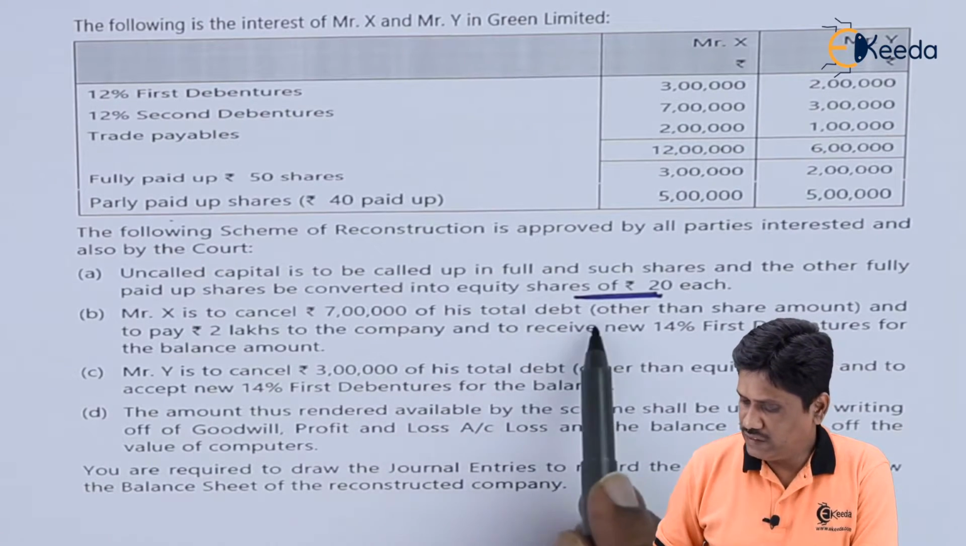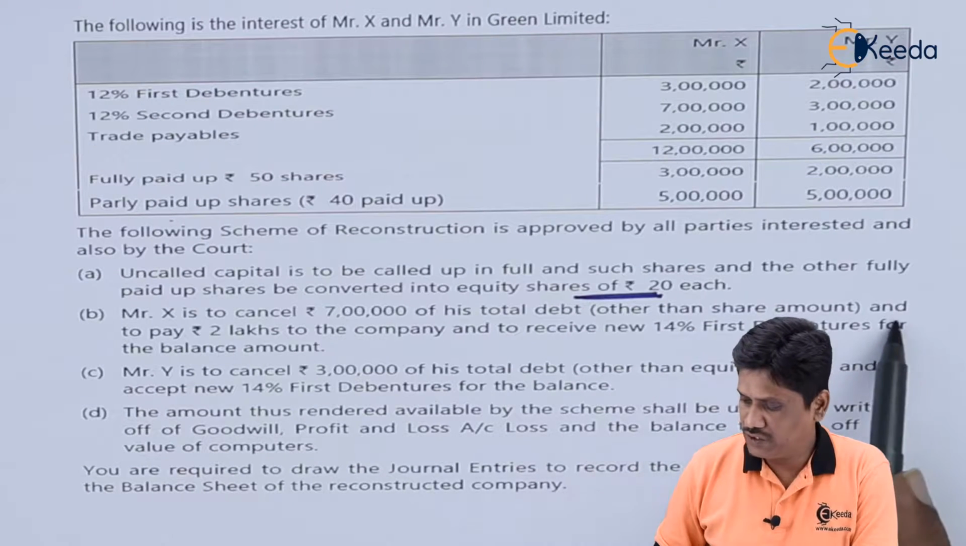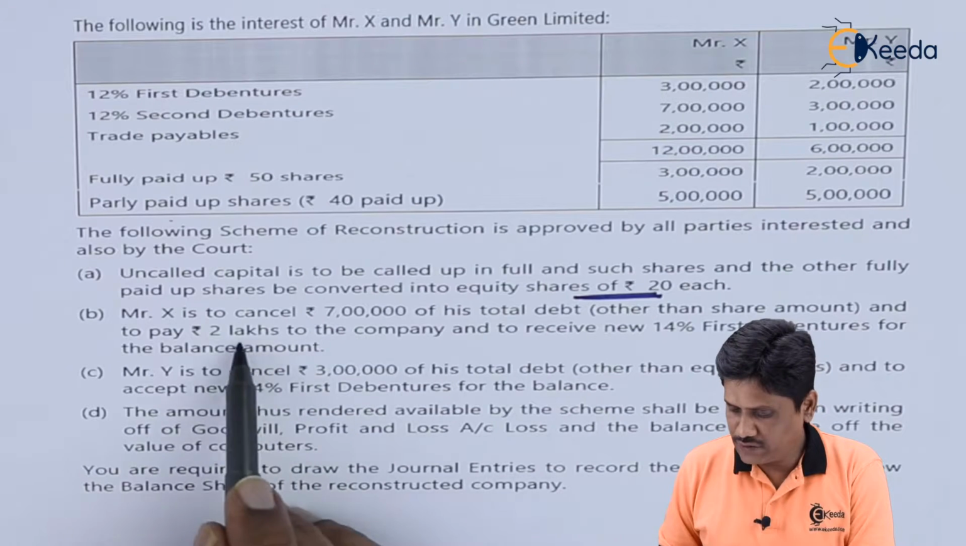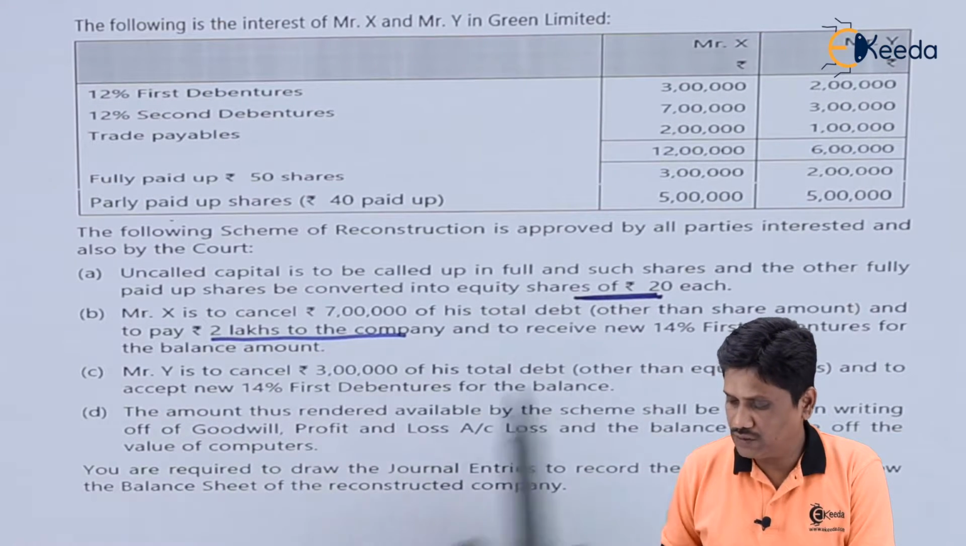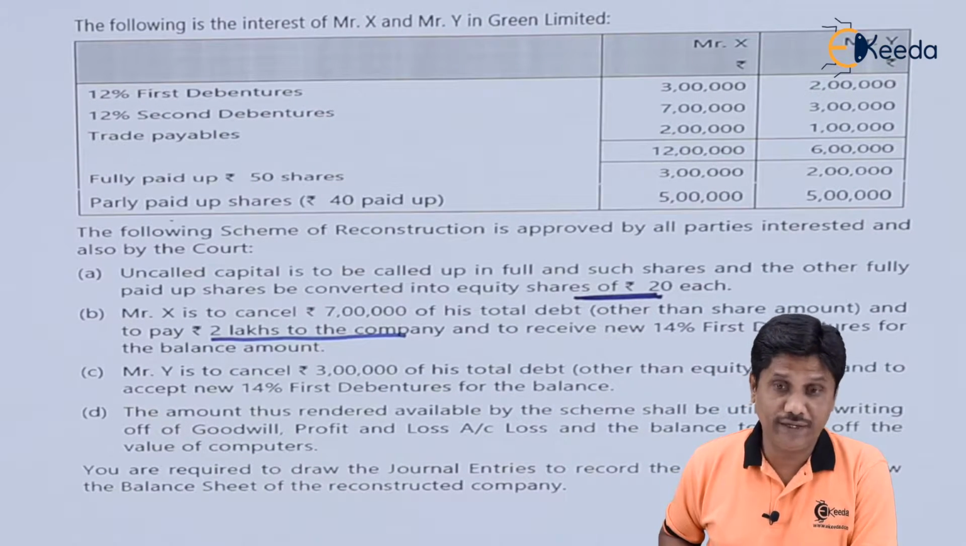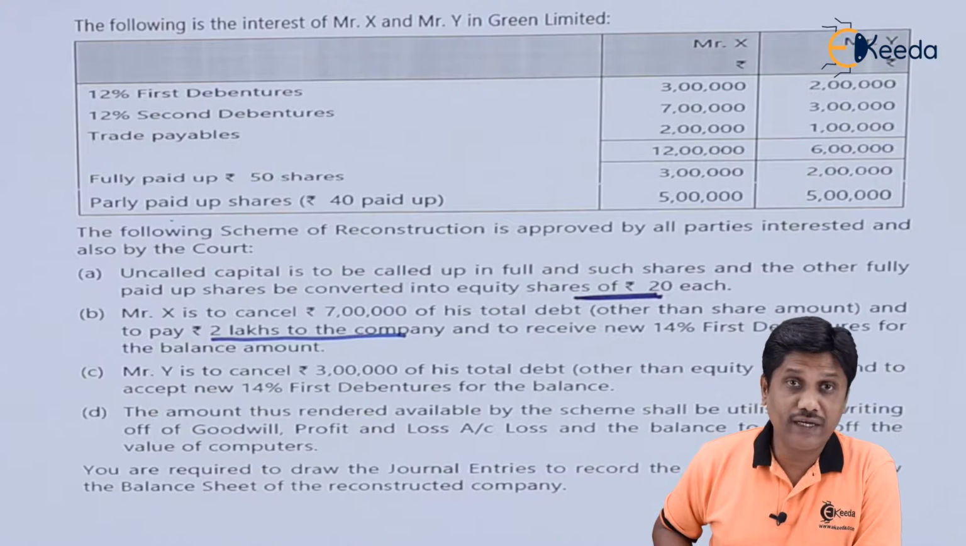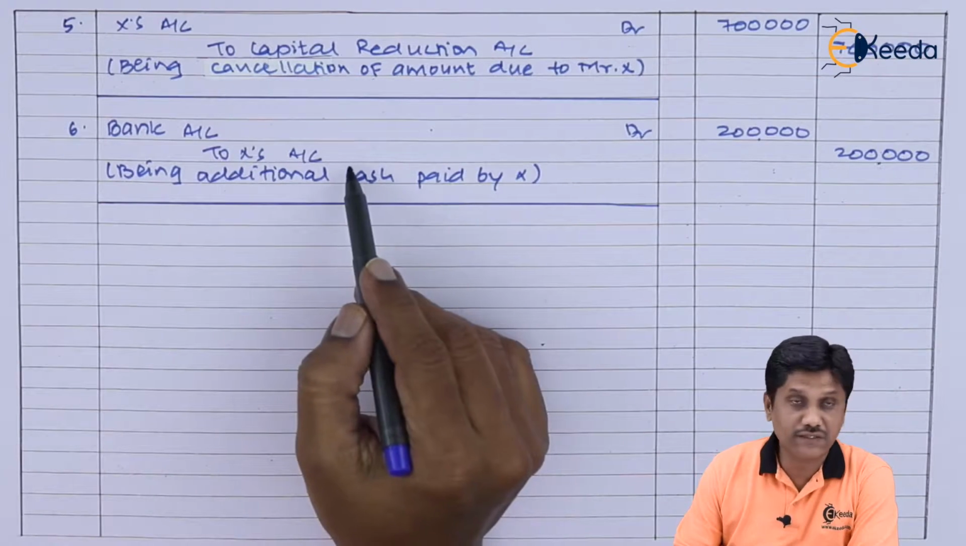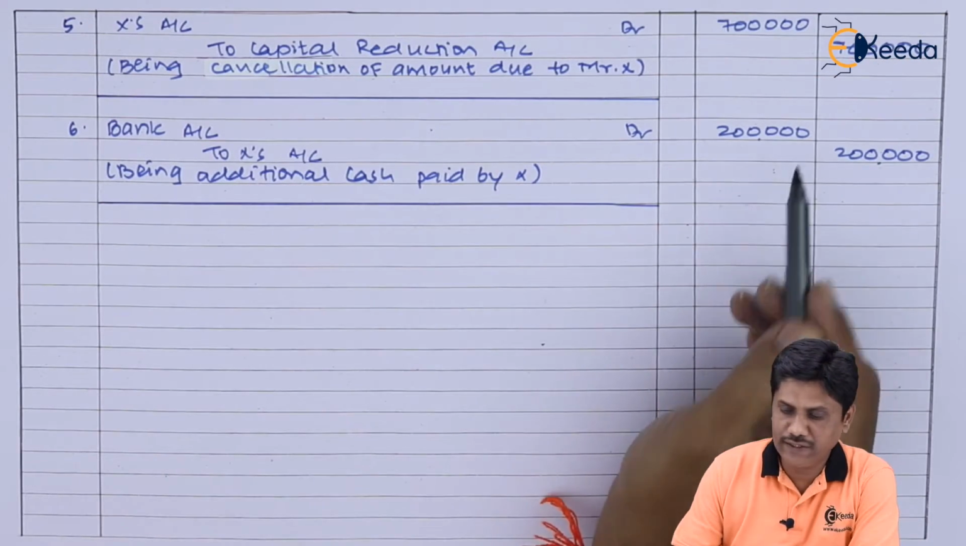Mr. X to cancel 7 lakh of his total debt other than the shares amount and to pay rupees 2 lakhs to the company, means other than this cancellation he will pay you 2 lakhs. What will be your entry? Cash account debit, or I can say bank account debit to X account. Friends, you can see the entry bank account debit to X account. He has paid you additionally 2 lakhs.